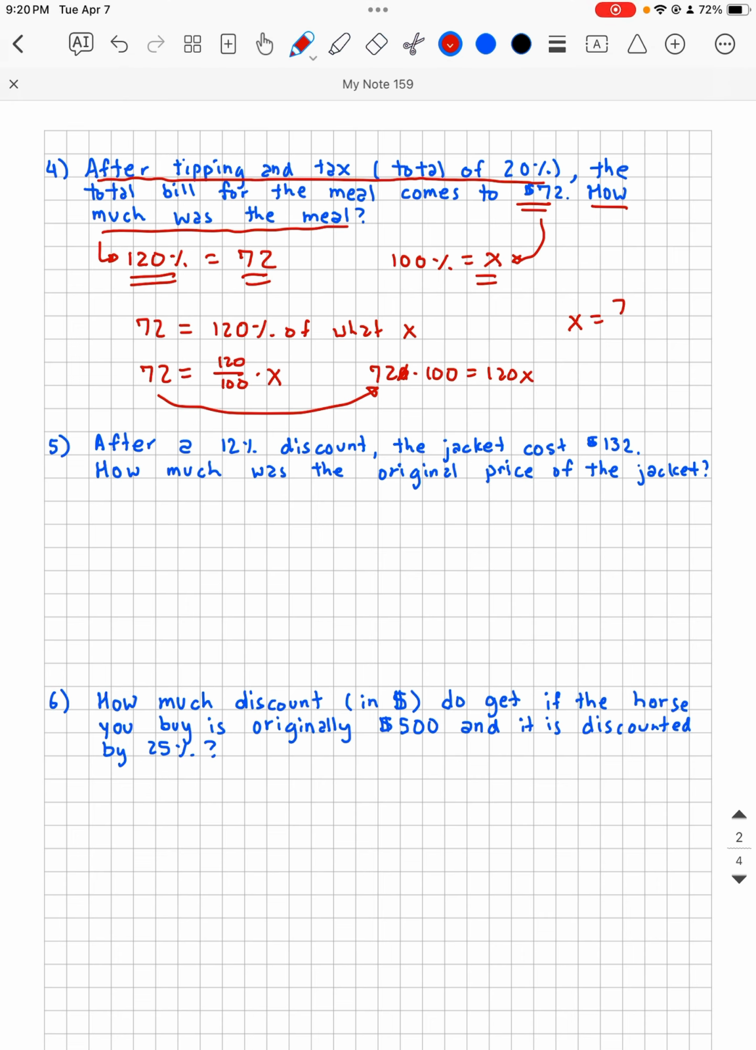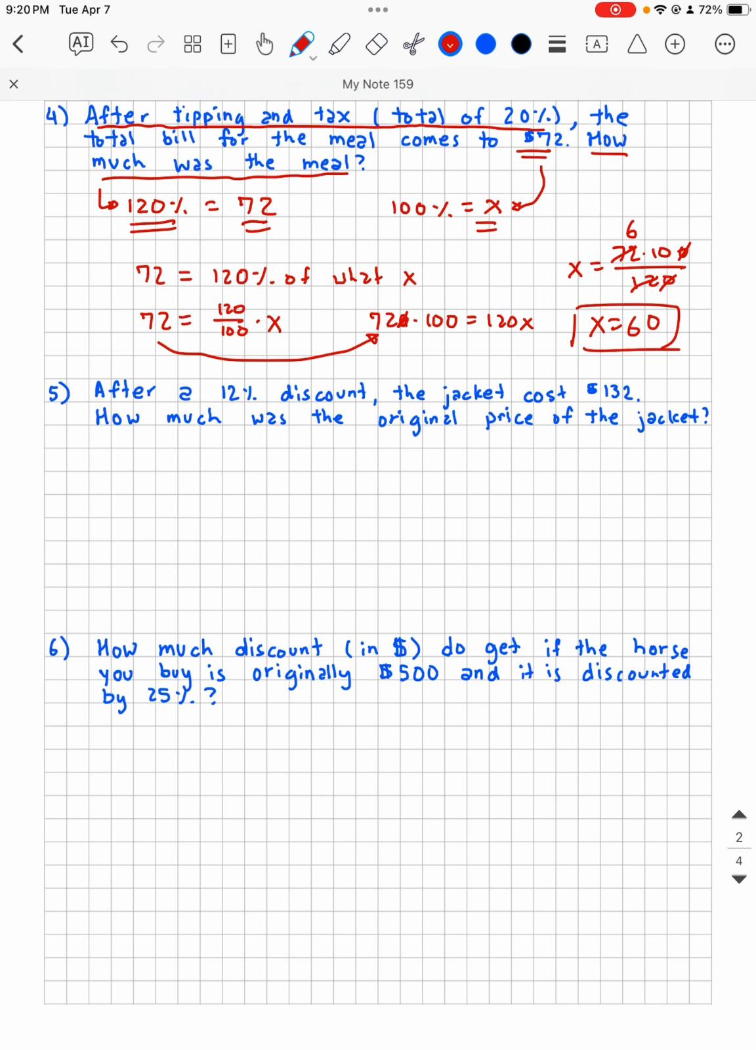So x is equal to 72 times 100 divided by 120. Cancel these two and then cancel these two. Yep, it comes out to be 60 then. Whew. Good thing I caught it then. Meal was a little too expensive.